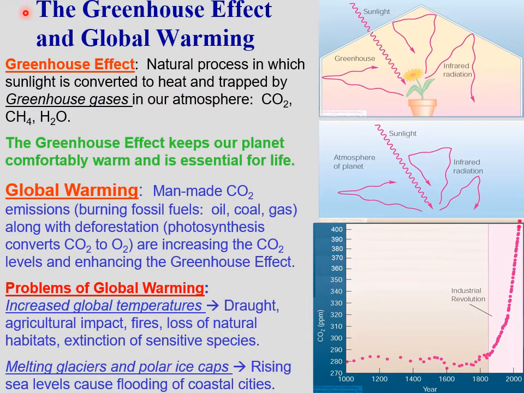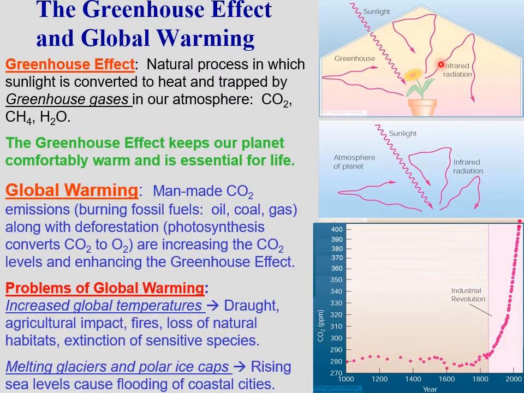Let's now talk about the greenhouse effect and global warming. So what is the greenhouse effect? Well, the greenhouse effect is a natural process in which sunlight is converted to heat and trapped by greenhouse gases in our atmosphere, such as carbon dioxide, methane, and water vapor. And the greenhouse effect gets its name from a greenhouse, which is basically a glass enclosure where plants can live inside. A greenhouse allows sunlight to enter and warm up the inside. The heat from the sunlight can't escape because it's trapped inside the greenhouse.